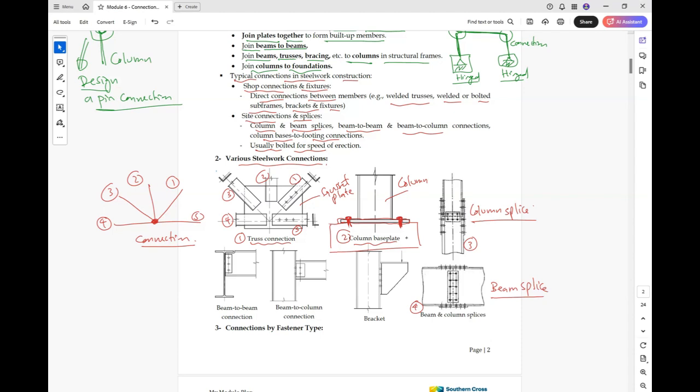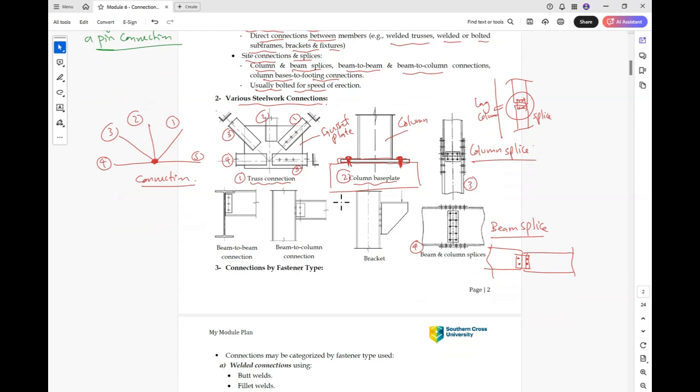Column splice and beam splice, because sometimes if you have a long column, you might need to connect it because you have two pieces of it. So you connect using this type of connection, which is called a splice. Here also similarly for the beam or for the rafter, if you have a long rafter, you need to make a splice.